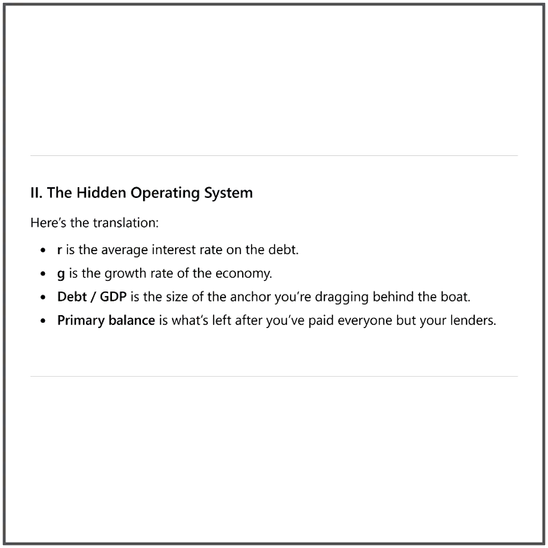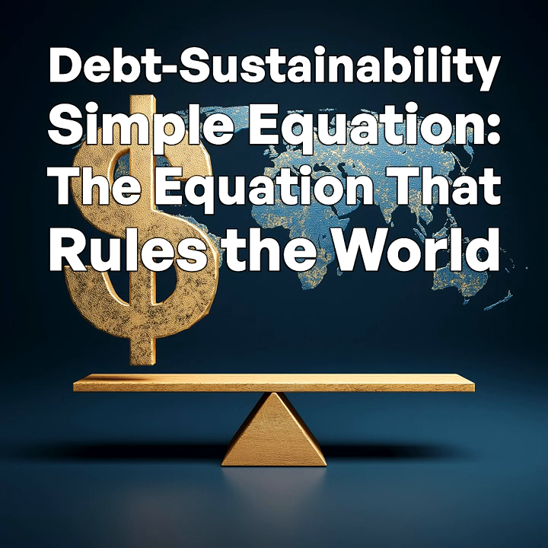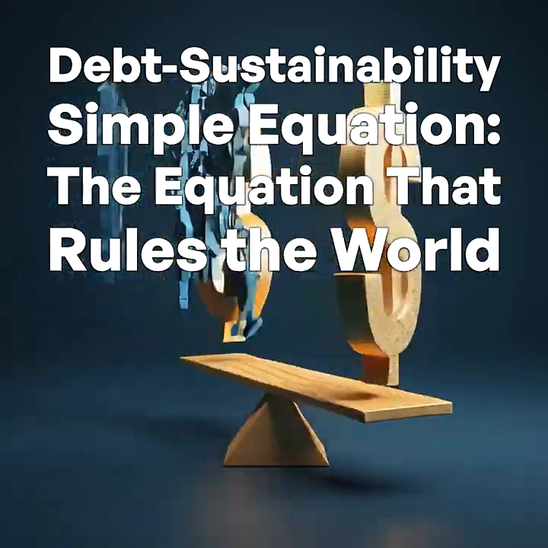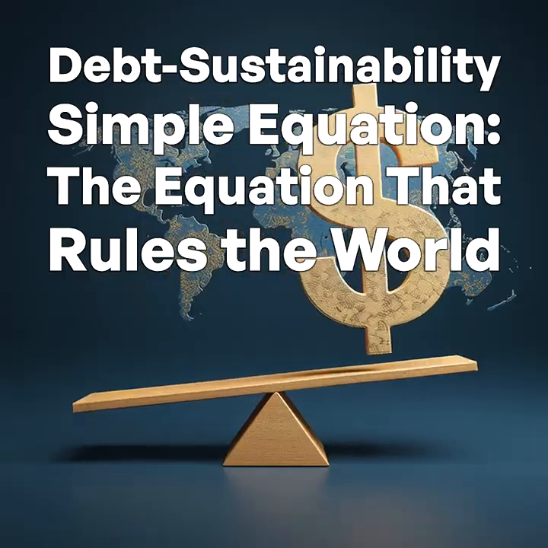Section 2. The hidden operating system. Here's the translation. R is the average interest rate on the debt. G is the growth rate of the economy. Debt divided by GDP is the size of the anchor you're dragging behind the boat. Primary balance is what's left after you've paid everyone but your lenders. If growth outruns interest, you can run a small deficit and stay afloat. If interest beats growth, you'd better run a surplus or sink. That's not ideology. That's math.